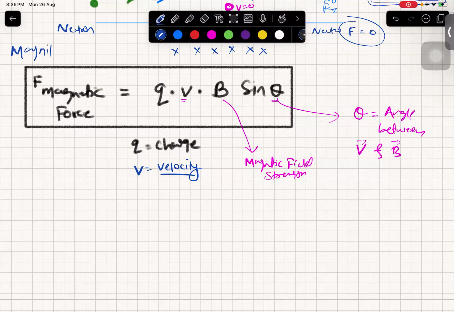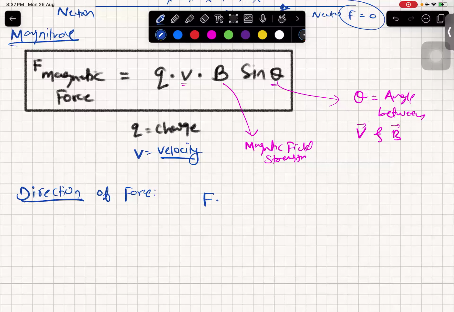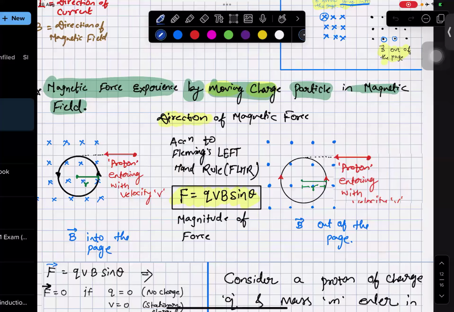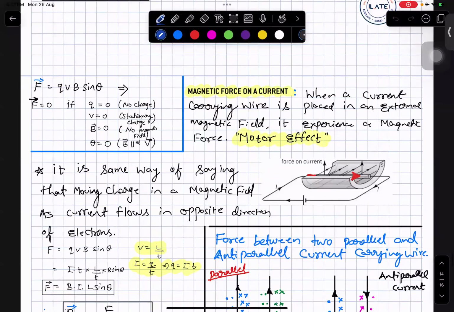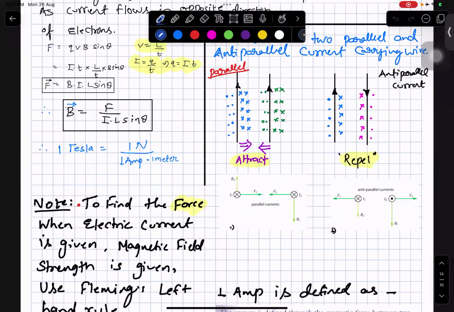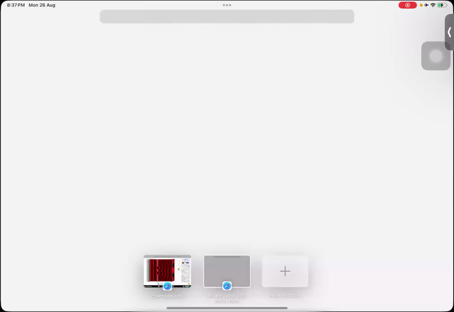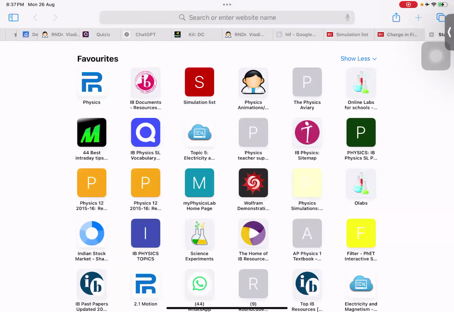How about direction? Direction would just be the theta value. No, the direction of force. The direction of force is given by Fleming's left-hand rule. Index, thumb, and middle finger. Current would be the middle finger. Field would be the index finger, and the force would be the thumb.